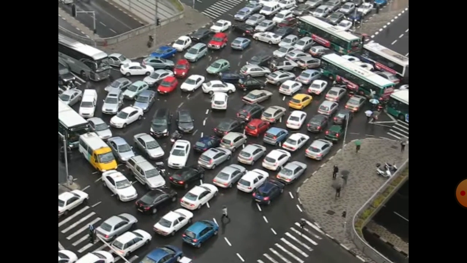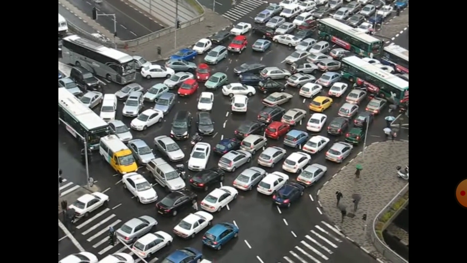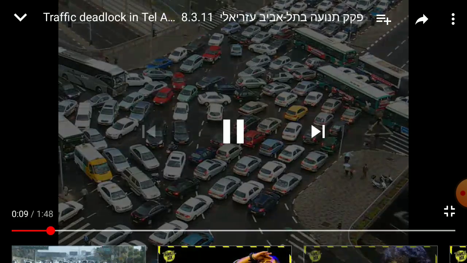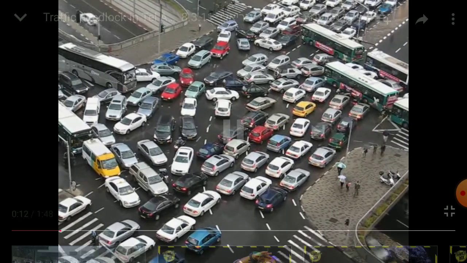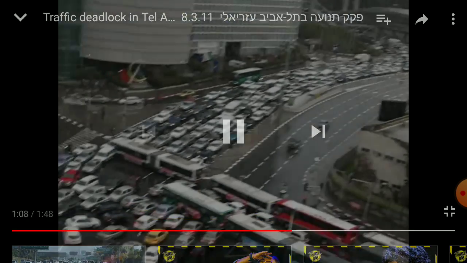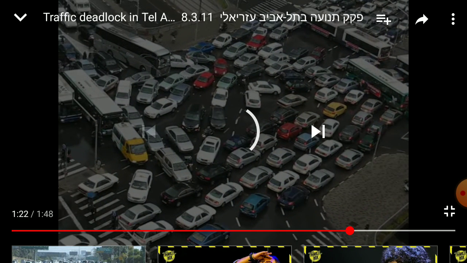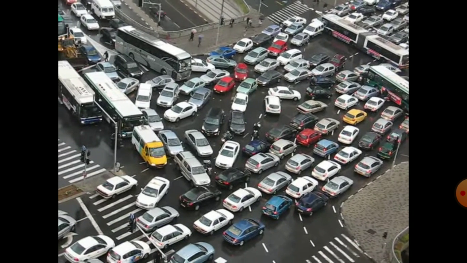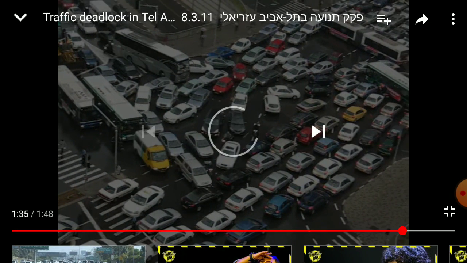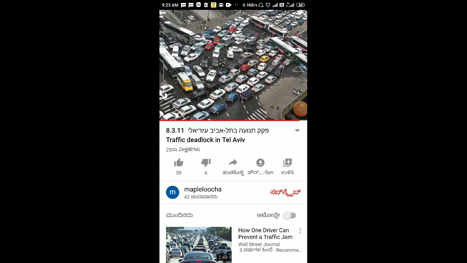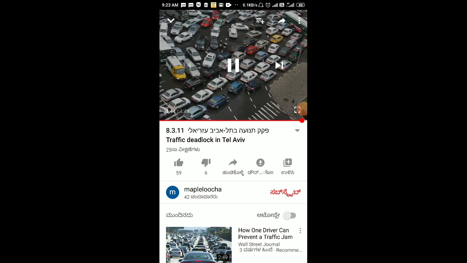Now just observe this. No vehicle is moving at any side in this circle, and you can see that even after 1 or 2 minutes it is the same, and here also it looks the same. The state we call a deadlock. Okay, just come back to the slide.